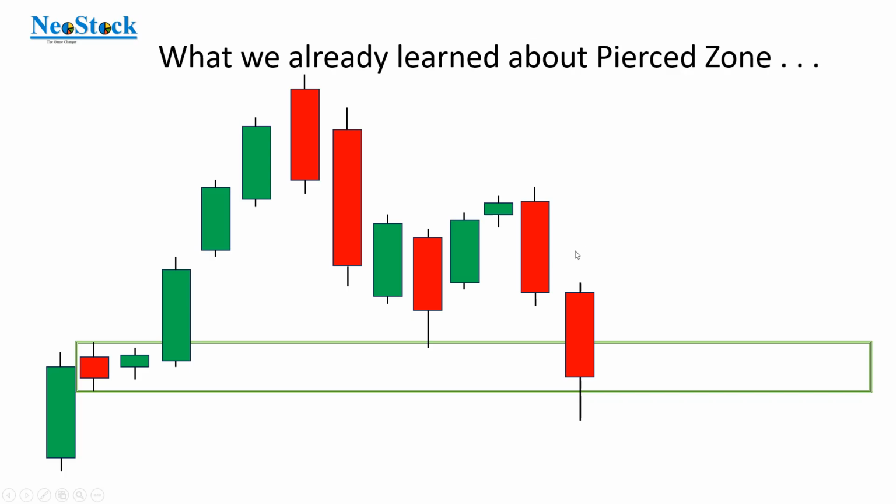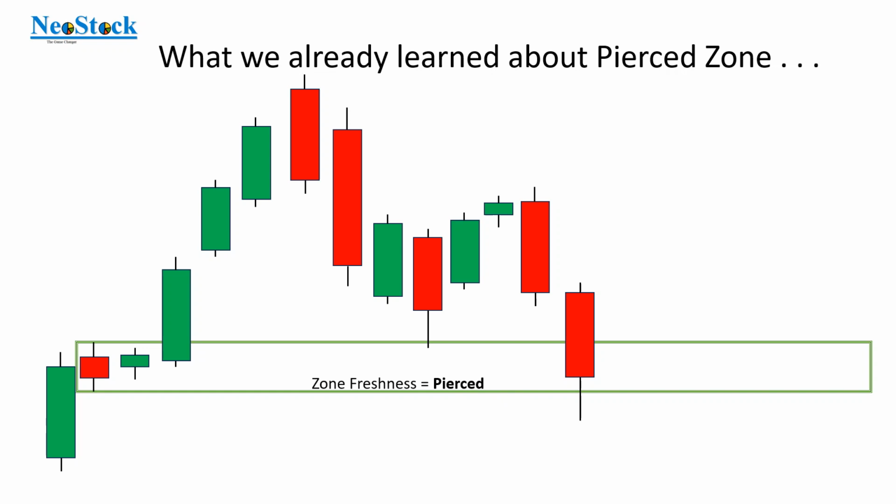In lesson 7, you learned that once the zone is pierced, the zone freshness will be changed to pierced. What could be the earlier status of the zone freshness? Maybe it could be a fresh zone, or maybe it could be a tested zone. In this example, it is already tested. If it is not tested, it could be a fresh zone. But the moment the zone is violated, prices come out of the zone and again go back and close inside the zone, at that time zone freshness will be changed to pierced.